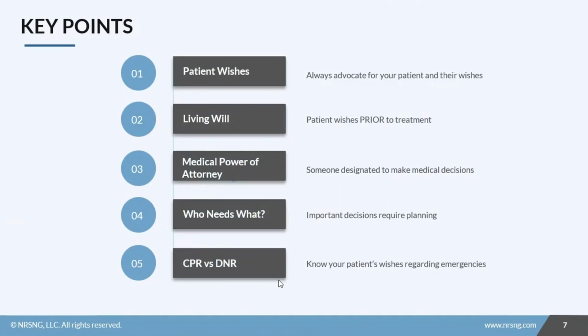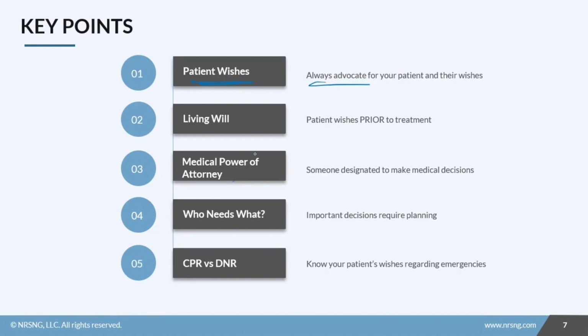Okay, so let's recap. When we look at what we need to know in terms of advanced directives, we need to know that these things honor our patient's wishes. You're always advocating for your patient and their wishes by knowing their advanced directives. If you know they have a living will, make sure that you get your hands on it, make sure that it's put in the chart, and make sure that the entire team knows about it.